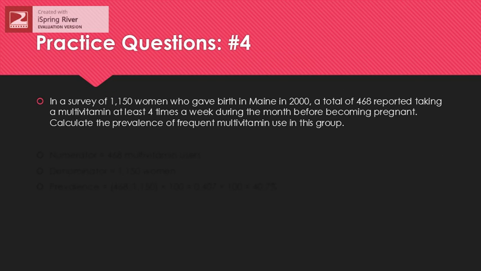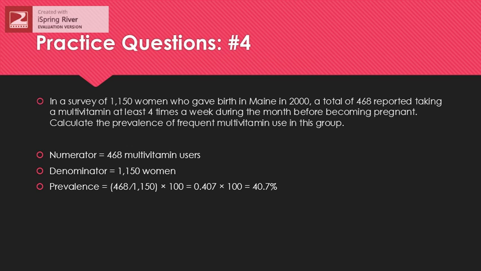So number 4, in a survey of 1,150 women who gave birth in Maine in 2000, a total of 468 reported taking a multivitamin at least 4 times a week during the month before becoming pregnant. Calculate the prevalence of frequent multivitamin use in this group. So again, another prevalence calculation. So the numerator would be 468. The denominator would be the number of women in the study, which was 1,150. Simple calculation, 468 divided by 1,150, multiply by 100 to get that answer into a percentage, and you get 40.7%.